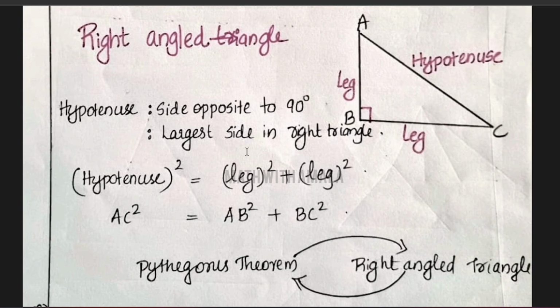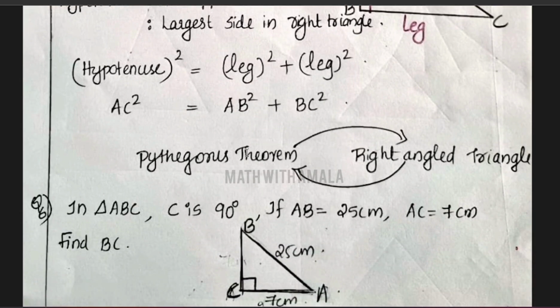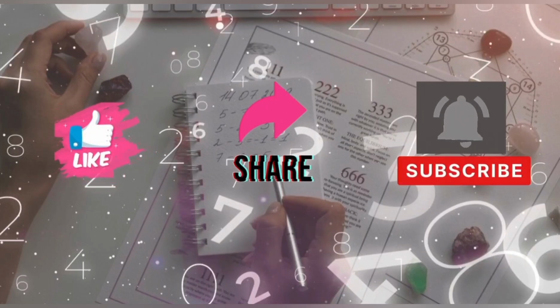Pythagoras theorem is always true for a right angle triangle, and in reverse you can say the right angle triangle always satisfies the Pythagoras theorem. In triangle ABC, C is 90 degree, if AB equal to 25, AC equal to 7, then find BC.